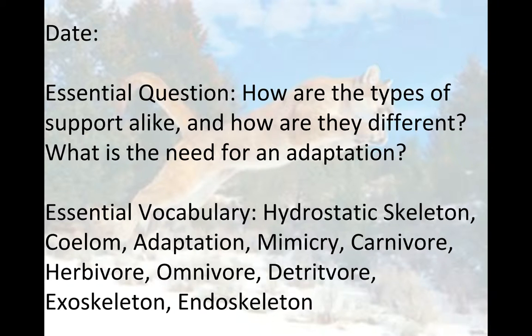After this, it's just review. So today we're going to look at adaptations. We're going to see how the types of support are alike and how they are different, and what the need for adaptation is. So we're looking at the type of support your body has: hydrostatic skeletons, coelom, adaptations, mimicry, carnivore, herbivore, omnivore, detritivore, endoskeleton, and exoskeleton.